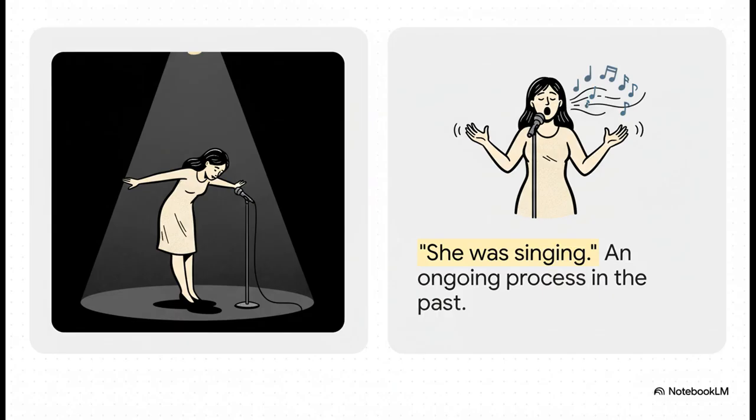Just look at this example right here. On one side, you have she's sang. That feels done, right? A single, finished event. The concert is over. But on the other side, she was singing. That paints a totally different picture. It describes a process that was happening. The entire vibe of the sentence changes just by tweaking the aspect.